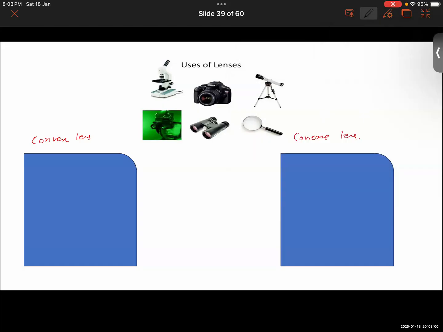Depending upon their properties, these types of lenses are used for different purposes. Particularly, these lenses are used in microscopes, cameras, telescopes, binoculars, and magnifying glasses. They are also used to correct some eye conditions. So talking about this one first, that's a convex lens.